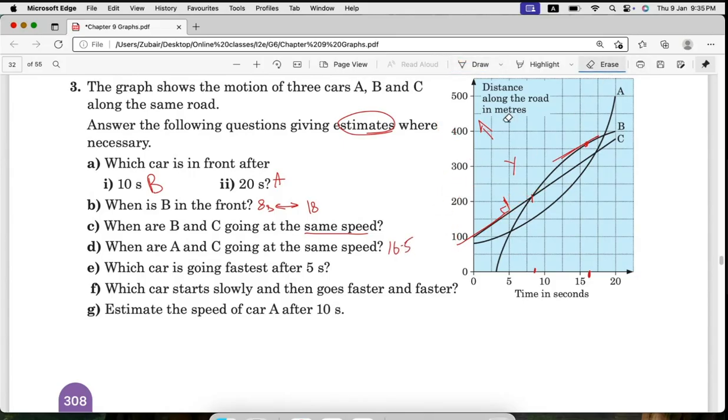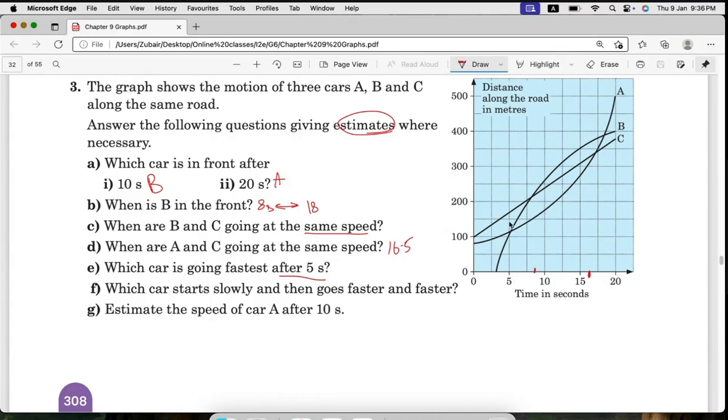For B and C. B and C are moving at the same speed at that time. Which car is going fastest after 5 seconds? I think B. A, B. No, just change. You switch them.